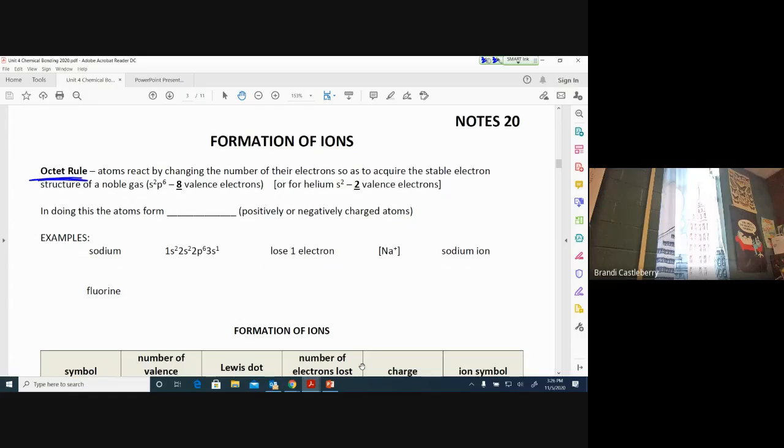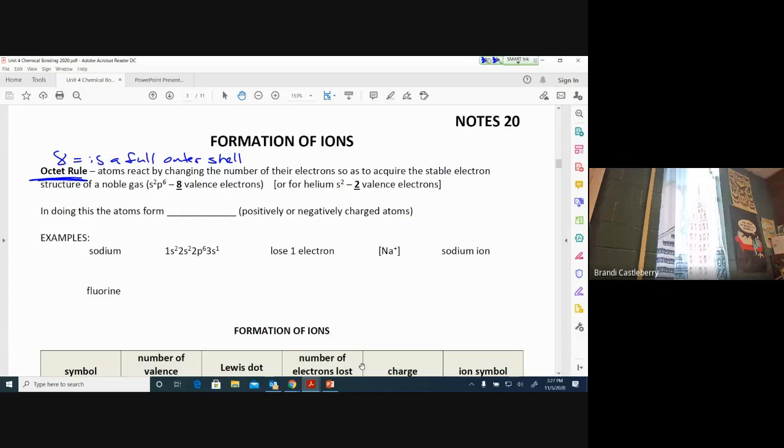Now, the octet rule. Remember yesterday, all my noble gases have 8 valence electrons. Octet means 8. So 8 is a full outer shell. That's why it's called the octet rule. It says 8 is full. 8 is happy. 8 is stable. If they have 8 in their outermost energy level, they don't bond.